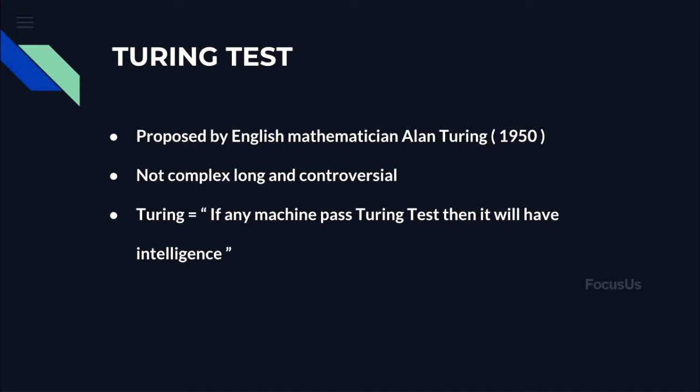So the Turing test was proposed by an English mathematician called Alan Turing in 1950. Instead of giving a long, complex and controversial definition of AI, what he basically said was, if any machine passes the Turing test, then it will have intelligence. So let me explain what the Turing test really said.